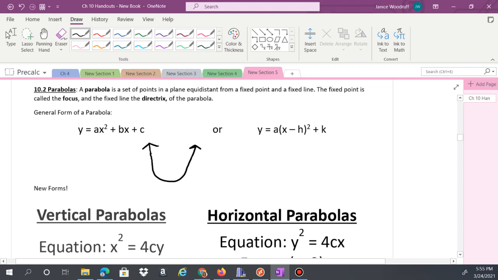This is a set of points equidistant from a fixed point and a fixed line. So here's the center or the vertex of your parabola. The fixed point on the inside, so it's always going to open towards it, is called the focus. So this is your focus. And then the fixed line is this invisible line that's going to follow the parabola. That's called the directrix. Think of it almost like an asymptote or a barrier line.